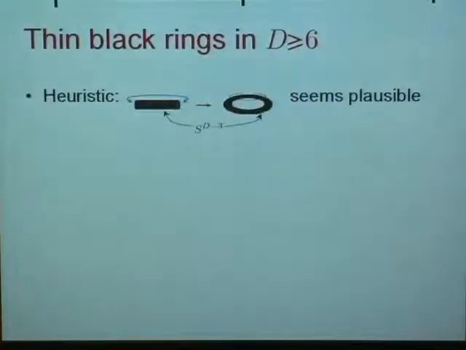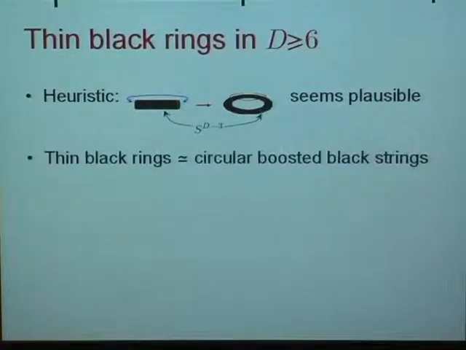Now, another thing that we may try to see is whether we can find thin black rings in six or more dimensions. The heuristic construction of a black ring is to start from a black string and then form it into a circle. In any dimension larger than five, we can have black strings, and then in principle it looks like it should be possible to have this as well. And in this sense, the thin black ring should be something like a circular boosted black string. Now the question is whether you can, in every dimension, always choose the angular momentum so that you find a stationary solution.